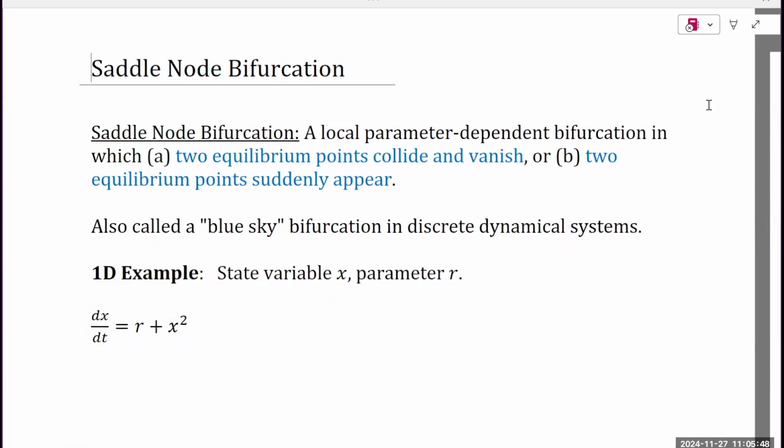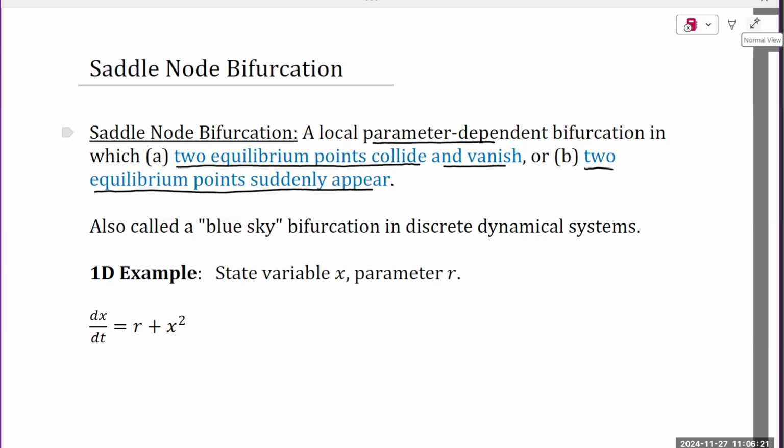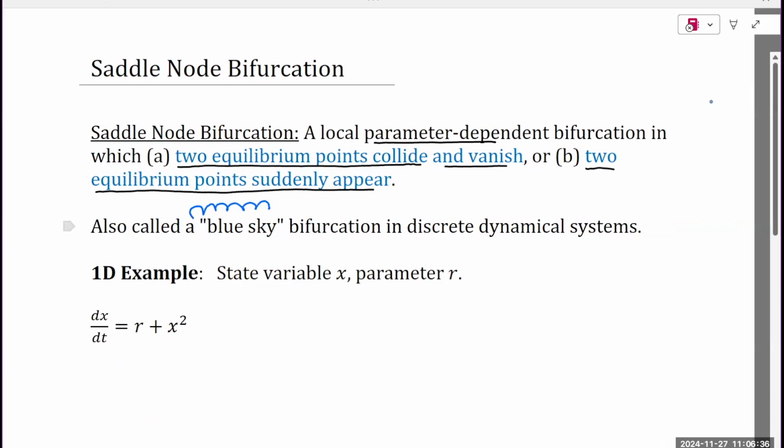A saddle node bifurcation is the first of the examples we're going to look at. This is a case where the parameter changes and 2 equilibrium points that are already in the system are going to move to meet and then collide and vanish. Alternately, 2 equilibrium points could show up out of the blue. Because of being able to show up out of the blue, these are often called blue sky bifurcations.